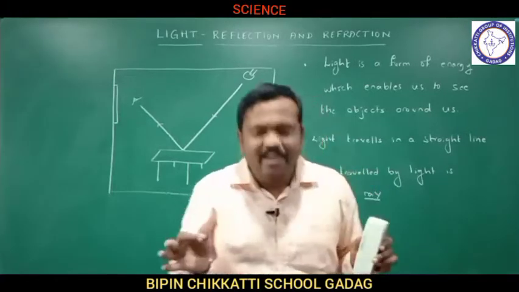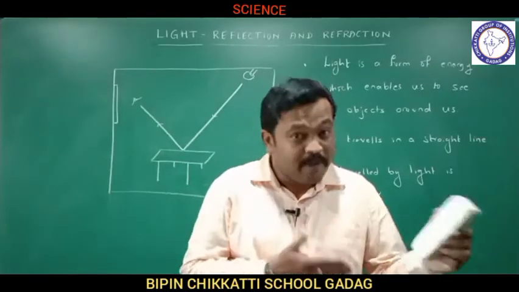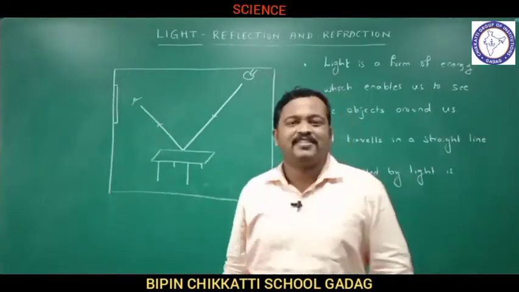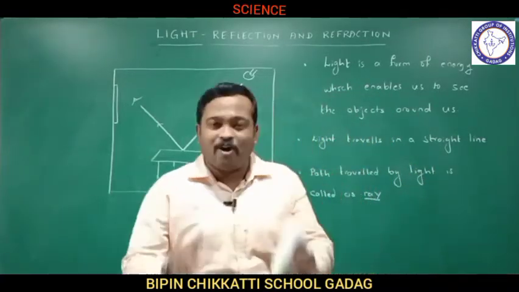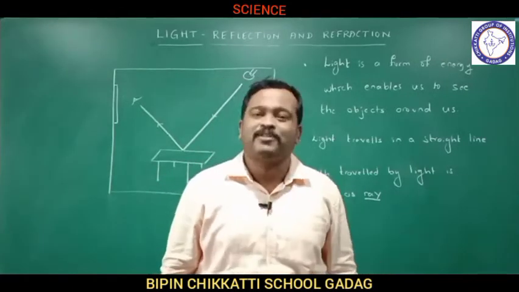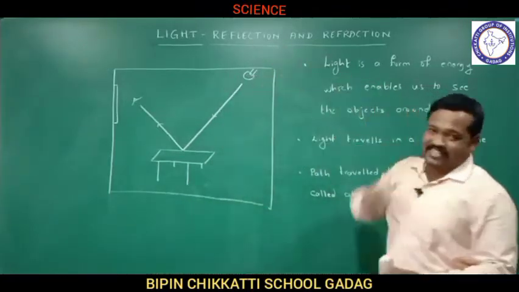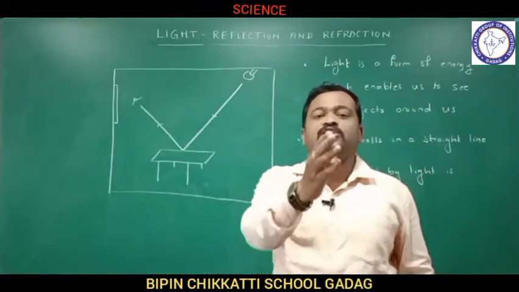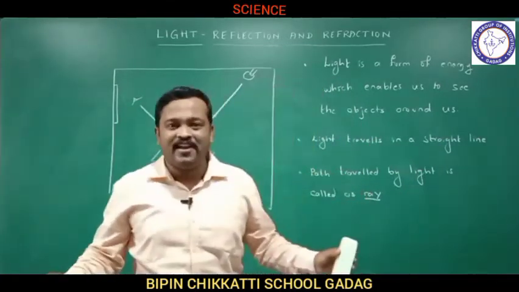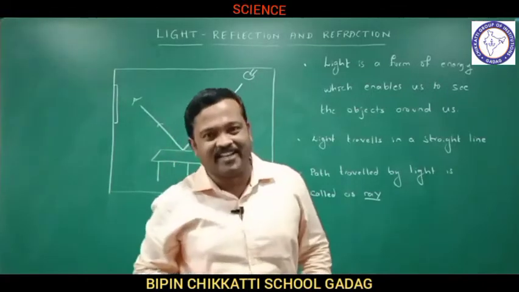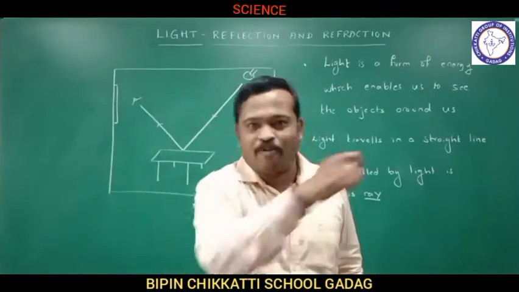Do remember, mediums are of two types: which allow the light to pass through them and which do not allow the light to pass through them. The medium which allows light to pass through it is called a transparent medium, or optical medium. Which do not allow light to pass through it are called opaque medium. In short, light is a form of energy which enables us to see the objects around us, and it always travels in a straight line, and the path traveled by light is called a ray. Just an introduction. What is light? Do you remember? It is a form of energy.